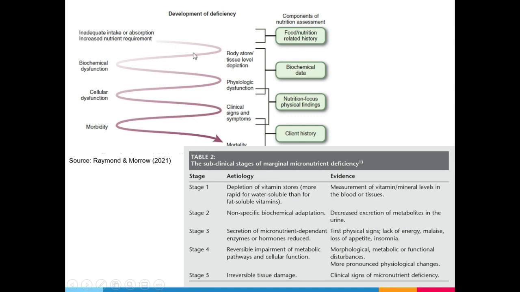Then next nga mahitabo is body store tissue level depletion. So ma-deplete imuhang lawas o kani nga mga nutrients. Okay? Kay inadequate man imong intake. Okay? So, mao ning second nga mahitabo. Katulo is biochemical dysfunction, then ikaupat physiological dysfunction, then cellular dysfunction, then dili na dayon mahitabo ang clinical signs and symptoms and morbidity. Okay. Diri na mag-show, no? Diri na mag-manifest ang disease. And then the last is, of course, mortality or death. Okay? So each of these stages can be detected by each of those nutrition assessment methods.